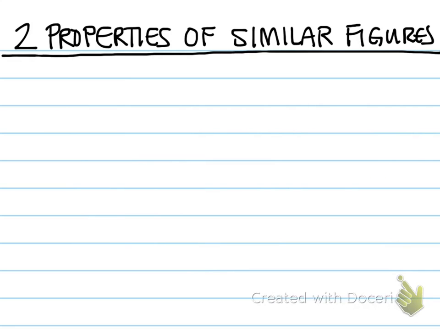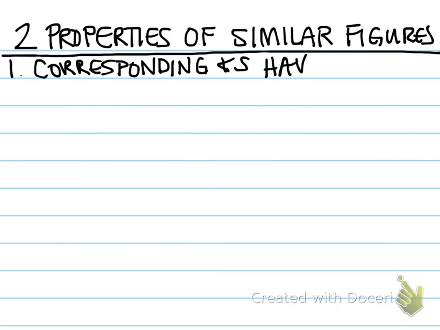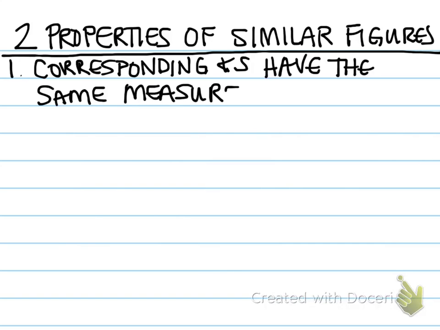Now we're going to look at two special properties of similar figures. These two things are basically what's going to help you complete any problems, solve any of your homework things today. So the first property we want to talk about is that in a similar figure, corresponding angles have the same measure. Corresponding angles have the same measure.